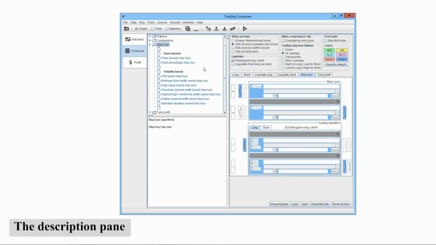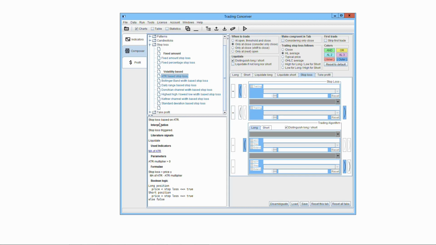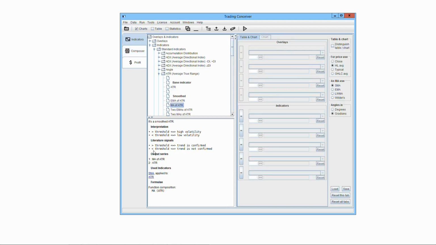As usual, by selecting one of the stop-loss algorithms, a description appears in the bottom left pane. A brief introduction or definition comes first. The interpretation of stop-loss algorithms is straightforward, it just means they're triggered. The signal given by stop-loss in itself is always the same, liquidate. This is reported in the literature signals paragraph. If a stop-loss is based on a technical indicator, that indicator is pointed out in the Use Indicators paragraph, in form of links. Click the link to go to the description of the relevant indicator.